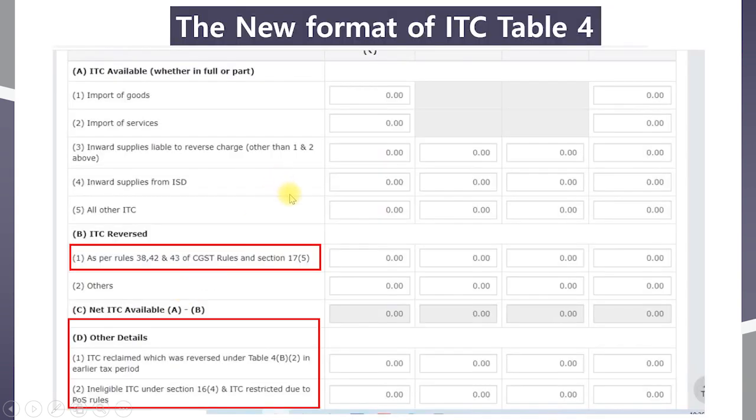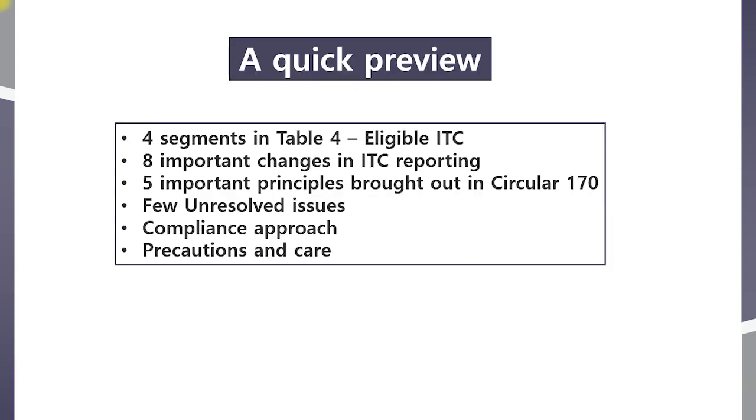If we look at the new format of ITC table, there are certain changes. Table 4 has 4 segments. 4A, the ITC availment part, 4B, the reversals, 4C, the most important one, the credit to the electronic credit ledger. What gets reflected in 4C is what gets credited to the electronic credit ledger. Then we have 4D, which is more a reporting table and will not have any impact on the electronic credit ledger. Now, let us understand the 8 important changes in ITC reporting.